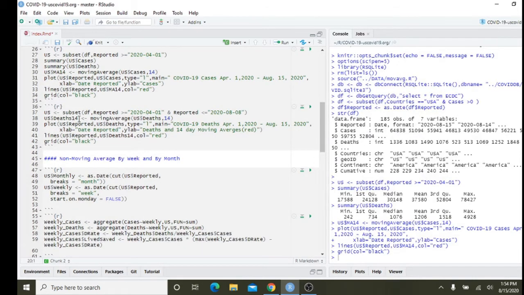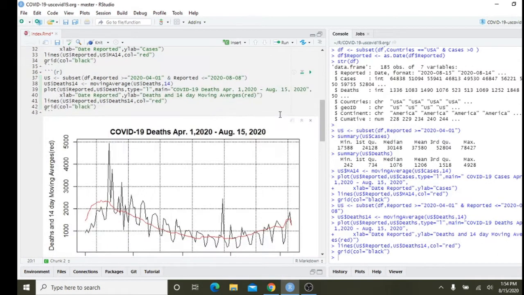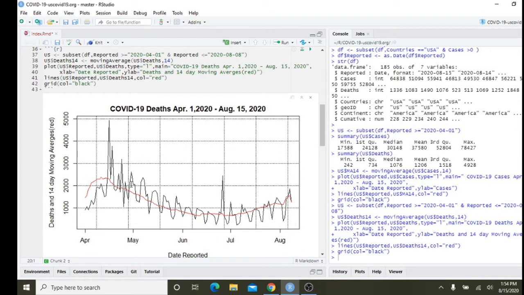Next, we come down here, we do another subset. This time, we're only picking the dates. This only goes through August 8th, which was last Saturday's date. Let's see what this gives for us here then. And here is deaths by day. Again, deaths and the 14-day moving average, which is the red line. Now, here we are up through August 8th.